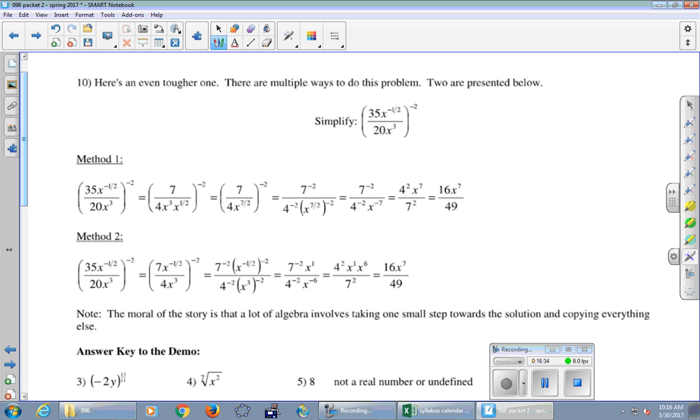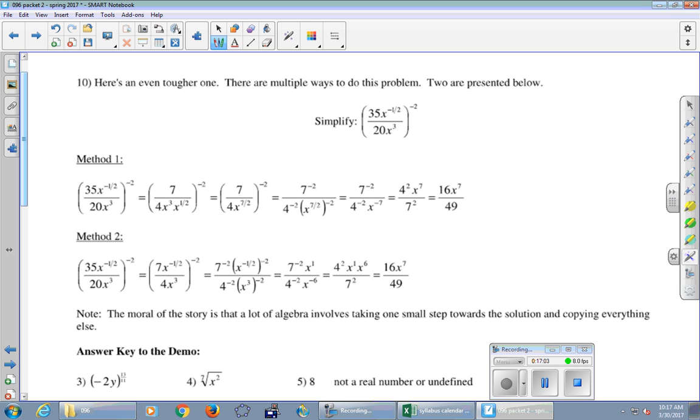Okay, a couple of methods. We're going to just read this one and follow along. Let's take a look. Okay, first thing, 35 and 20, for sure we want to reduce that. What number goes into both? 5 goes into both. So 35 becomes 7 and 20 becomes 4. Okay, so in method number 1, you can see the very first step involves making a 7 and a 4. And also in method number 2, a 7 and a 4. Okay?